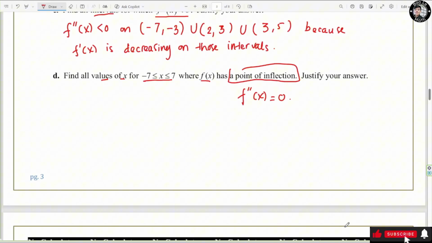Now we conclude that the graph of f has a point of inflection at s equals -3, s equals 2, and s equals 5 because f double prime of -3, f double prime of 2, and f double prime of 5 equal 0, and f double prime of s changes sign at each of those values, right?